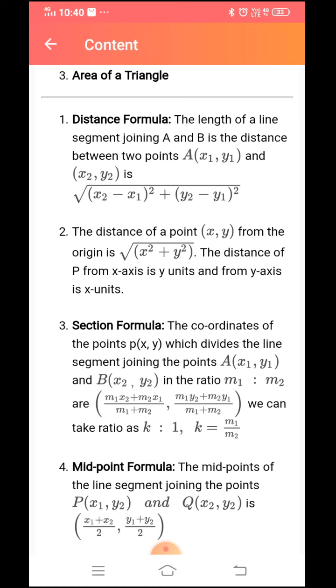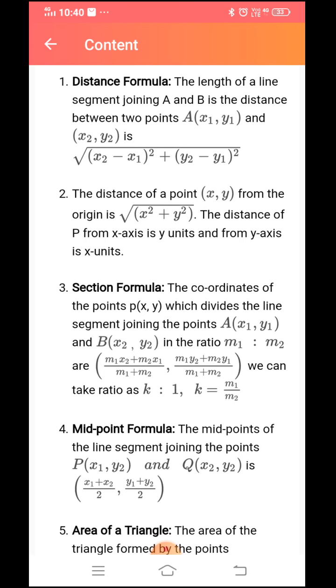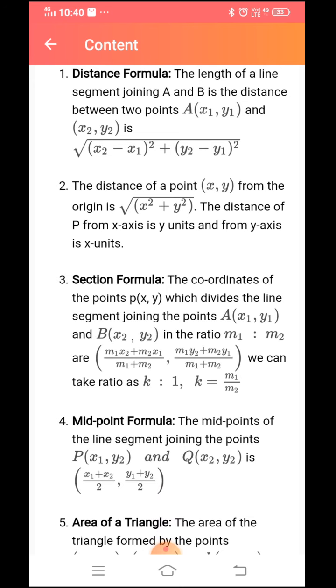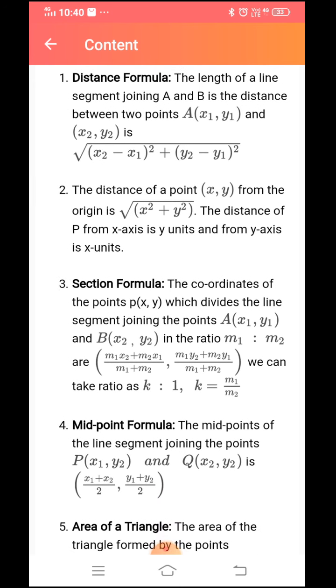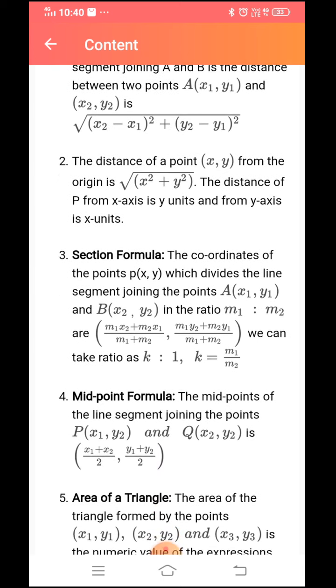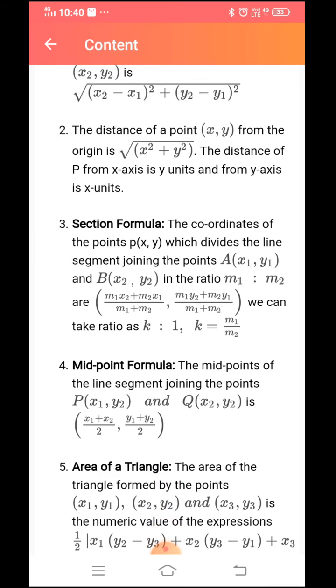These two formulas we can use as per the sums. Whenever one of the point coordinates is (0, 0), you have to go with the second formula. If both coordinates are some number other than 0, we can use the first formula. The next concept is the section formula.